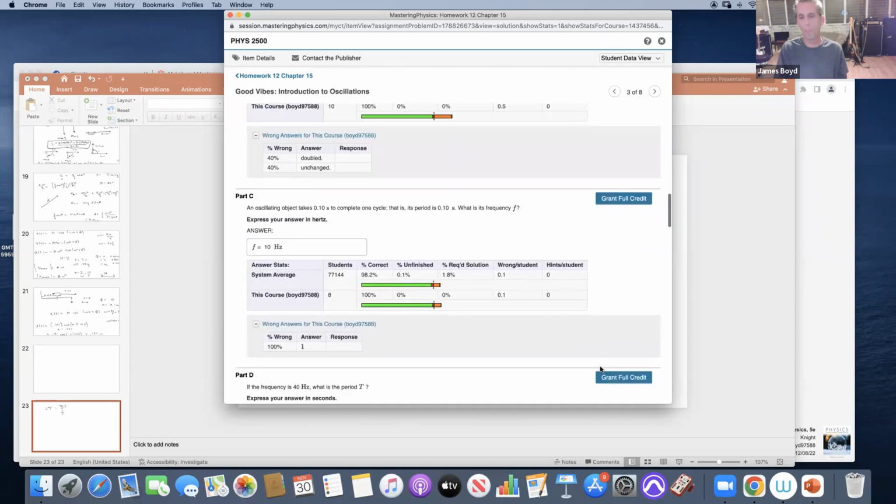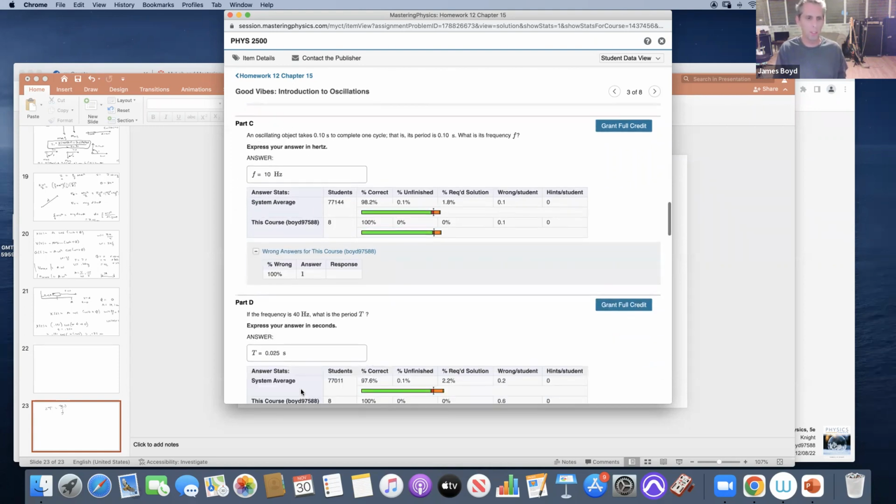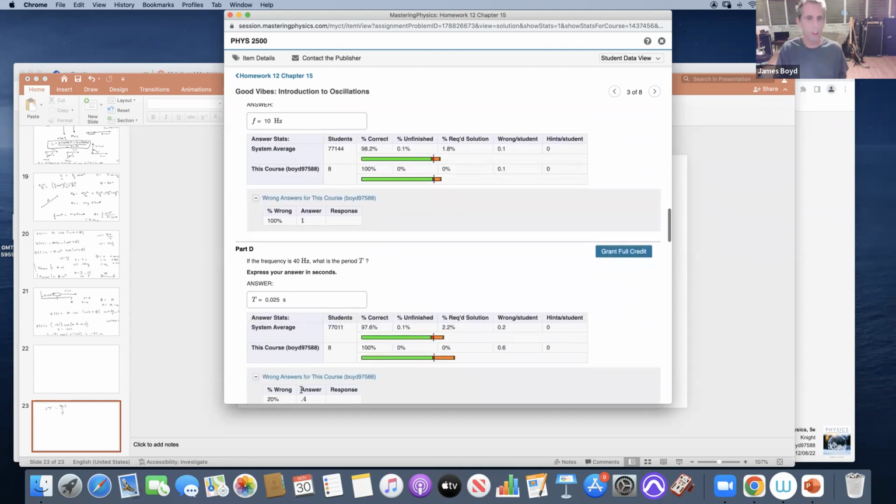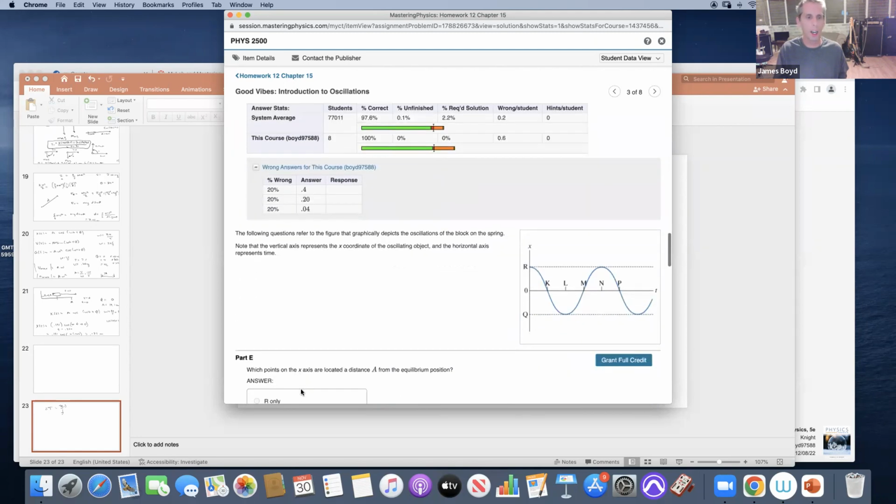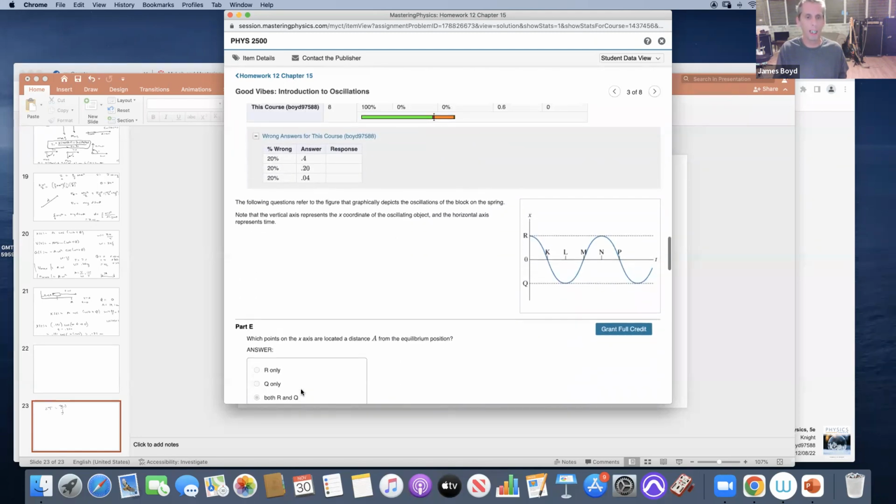If the frequency is 40, what is T? 1 over 40 hertz, or per second. So they are a frequency. 1 over 40 is 0.025 seconds. Which points on the axis are located at distance A from equilibrium?